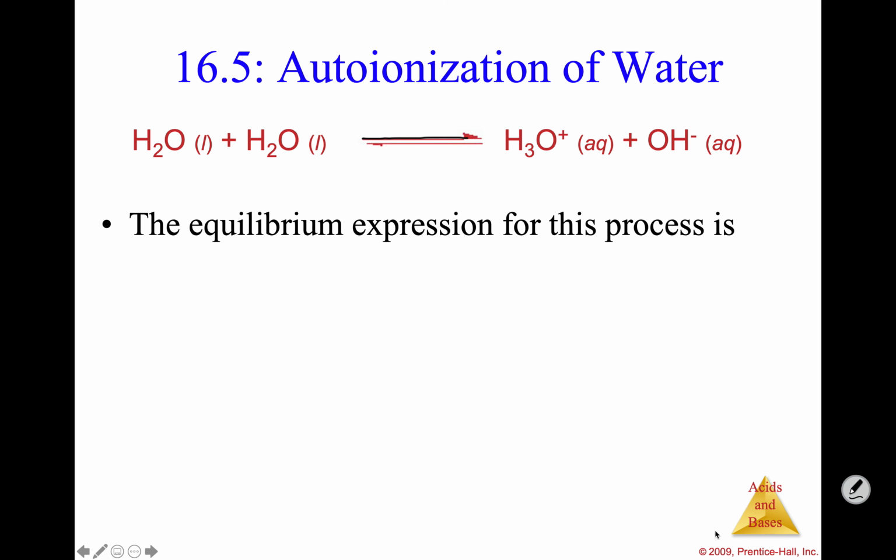And again, to be clear, those are real equilibrium arrows. Hydronium and hydroxide. The equilibrium expression for this process is, so if I have an equilibrium reaction, I can write a K expression, correct? What would we write down? Products over reactants. What are all of my coefficients? 1. So what are all of the exponents? 1. So products over reactants, hydronium.